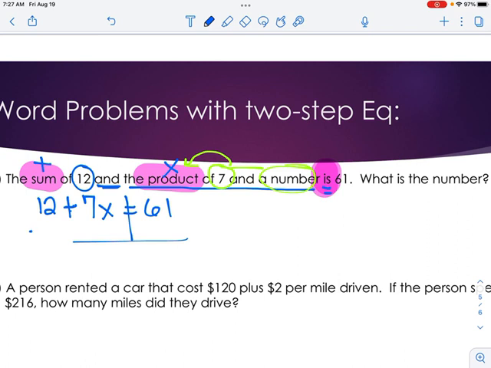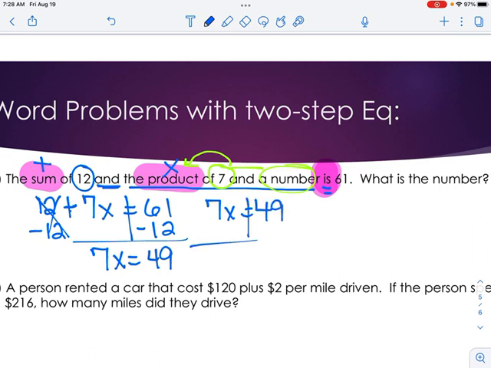My next step now is I'm going to solve it. So my 12 is the least connected. So I'm going to subtract 12. That would leave me 7x is equal to 49. I'm just going to recopy it over here for room. And now I'm going to take 7x equals 49. So I'm going to divide by 7. So x would equal 7.